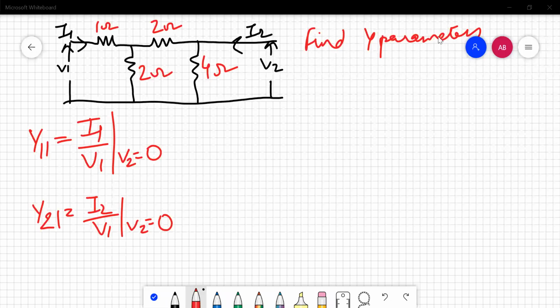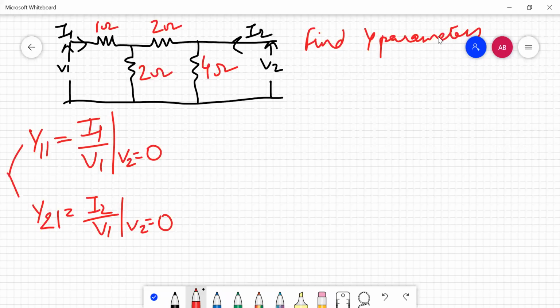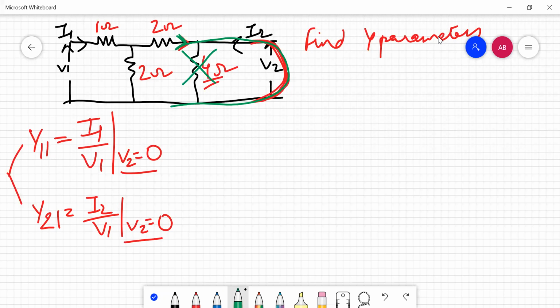Now we have to calculate this pair of parameters, that is y11 and y21, because to calculate these two parameters, we have to make our output side shorted. Just see here that when I short this output port, this 4 ohms resistance will get shorted, because when the current comes here, it finds a zero resistance path and will not go through our 4 ohm resistor. So we need to draw the circuit again.